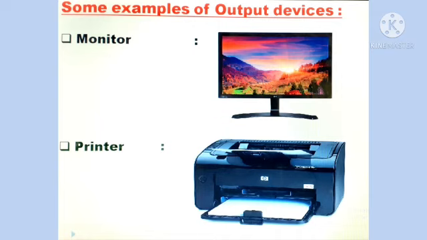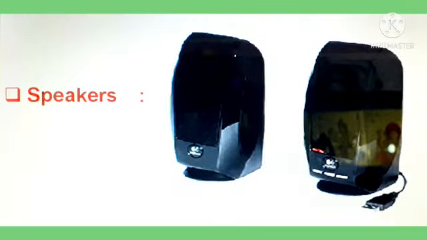Now come some examples of output devices. The first is monitor. You can see the picture of a monitor. Next is printer. You can see the picture of a printer. Now the last one is speakers. You can see the picture of the speakers.